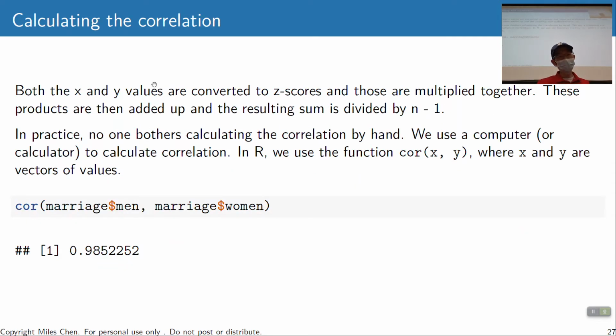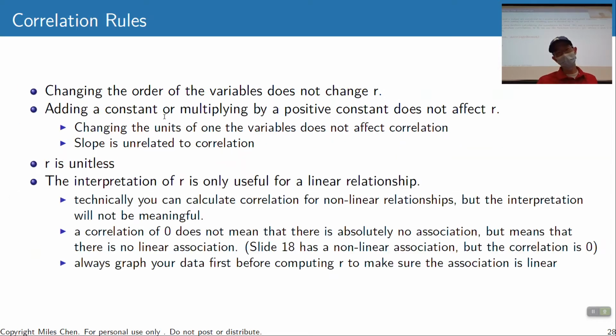I guess if you wanted to, you would convert all of your x and y values to z-scores, and then you multiply them together, and then you add them all up, and then you divide by n minus 1. That's how you get your correlation, but not a big deal.